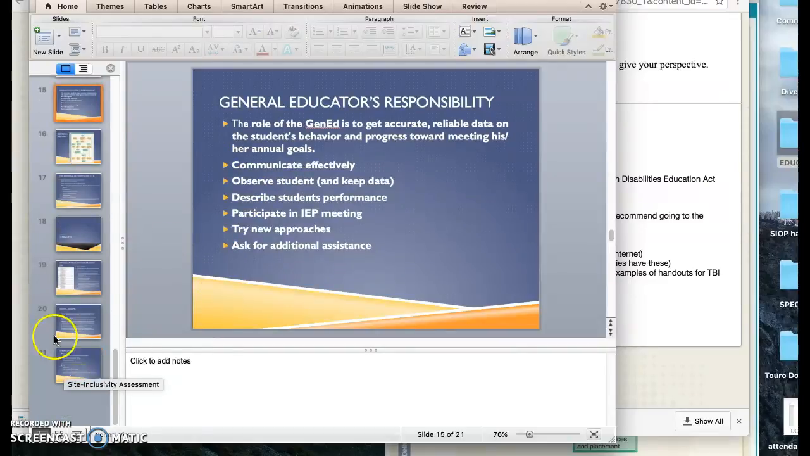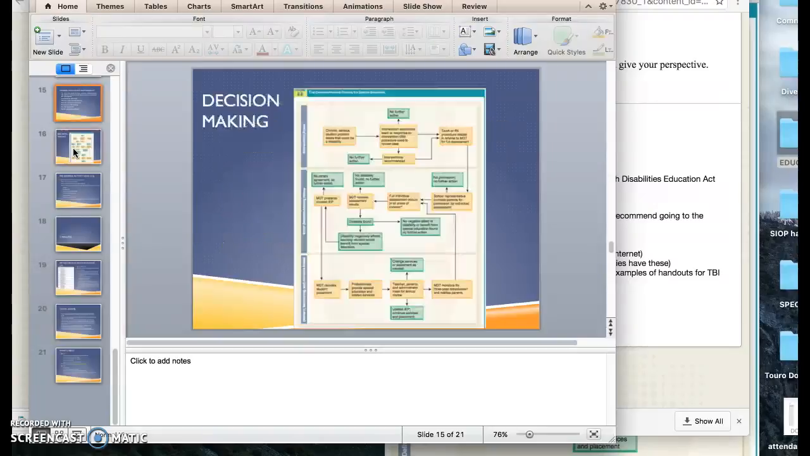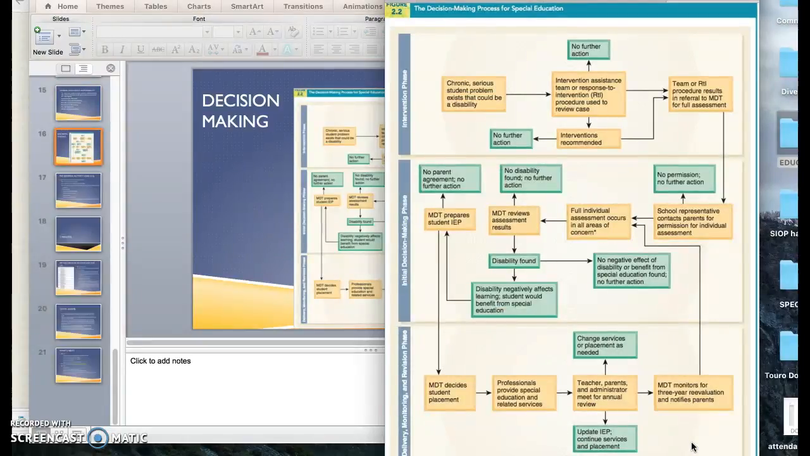The next thing that we worked on was the general education teacher's responsibility, and that you do have a responsibility to serve all your students, including those with IEPs. And so these are all the ways that you're expected to serve your students with IEPs and support the faculty, the special ed teachers. I have this visual that I just took out of your book and highlighted, and it's a decision-making process.